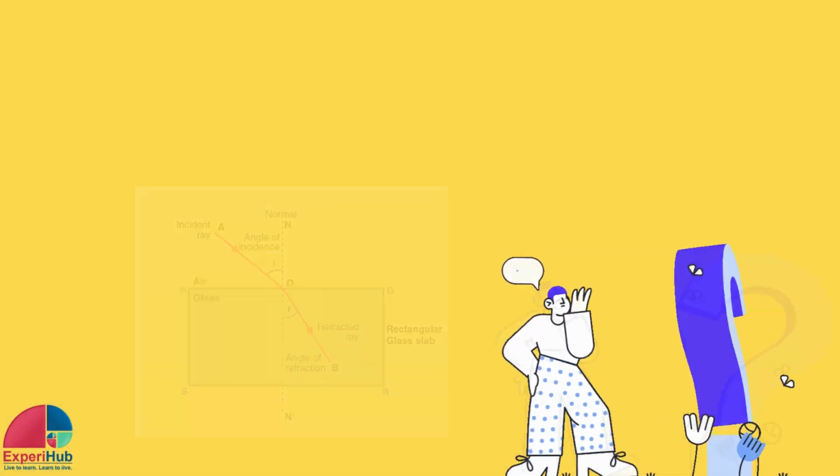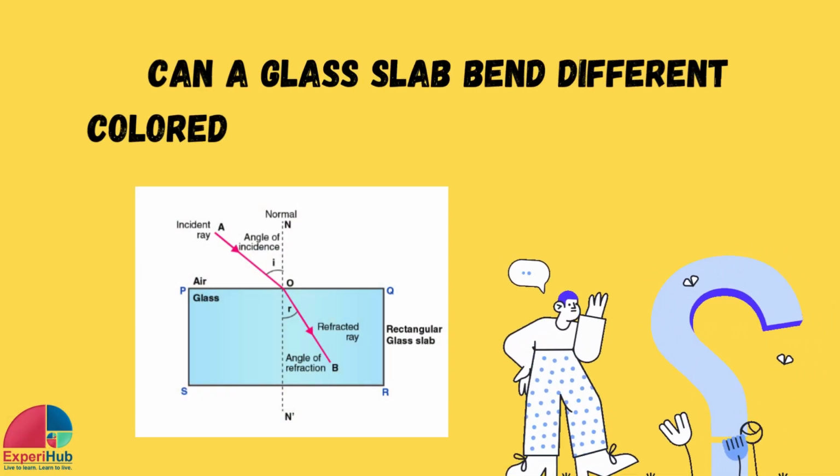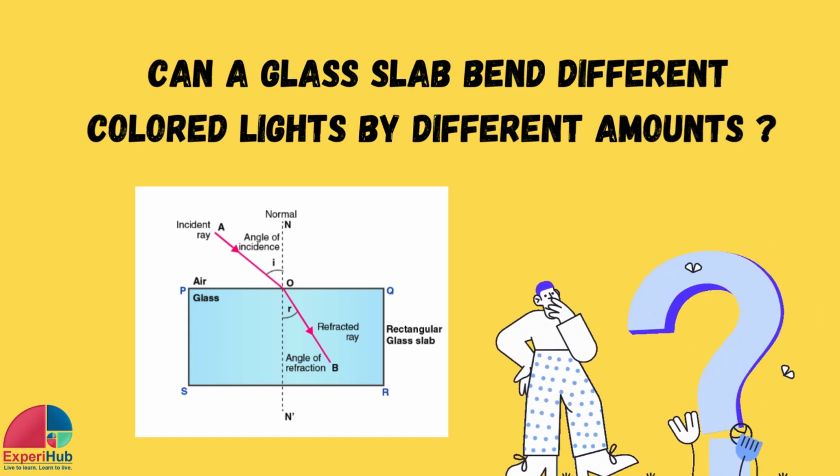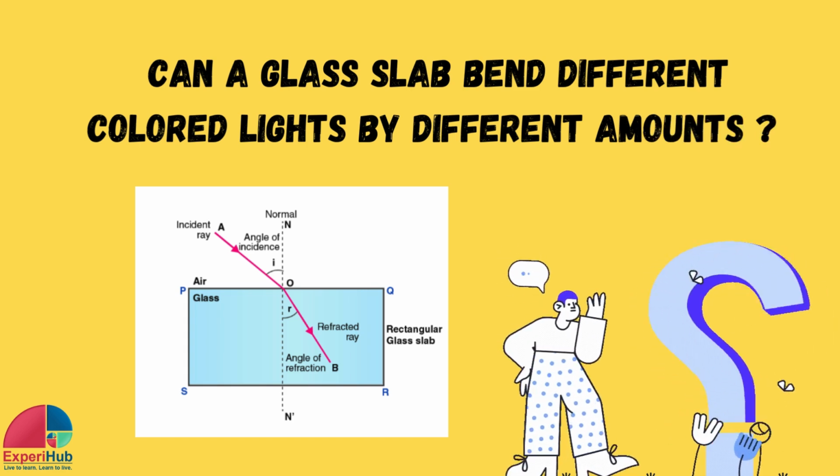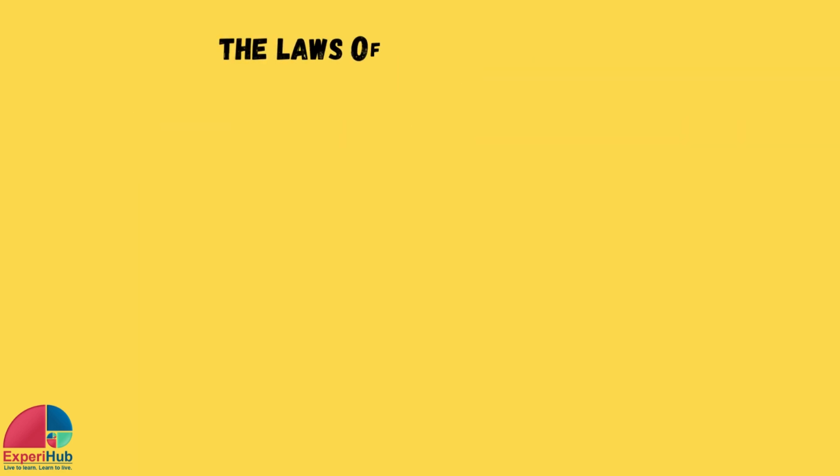Now my question is, can a glass slab bend different colored lights by different amounts? To answer this, let us first revise the laws of refraction once. We have two laws of refraction.